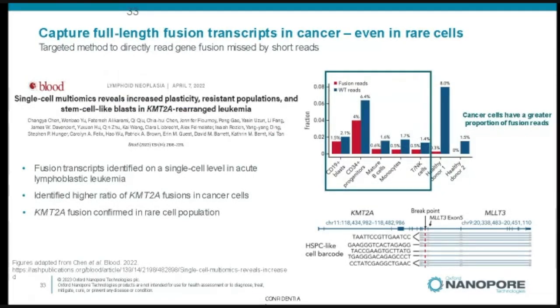Next, we are looking at a study by another group. They are using long-read sequencing to capture full-length fusion transcripts in cancer, and they are able to do so even in rare cells. Fusion transcripts were identified at the single cell level in acute lymphoblastic leukemia with long nanopore reads. This group, Chen, identified a higher ratio of fusion in the leukemia-associated gene KMT2A in the cancer cells versus the healthy control. So KMT2A fusion was confirmed in a rare cell population.